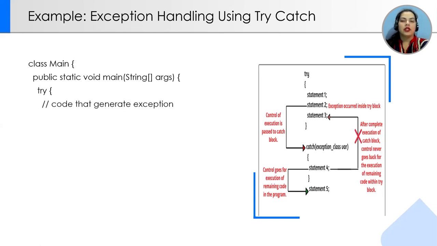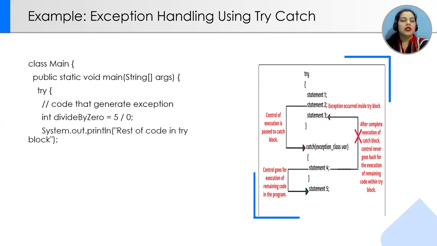Here we have mentioned the main class and within the main method, we have written the try keyword. In this we have mentioned the statement which can create an error, that is int divided by 0 equals to 5 divided by 0. And then we have created the catch block in which we have created the exception object, that is arithmetic exception. It's not a user defined, but it is an unchecked exception.